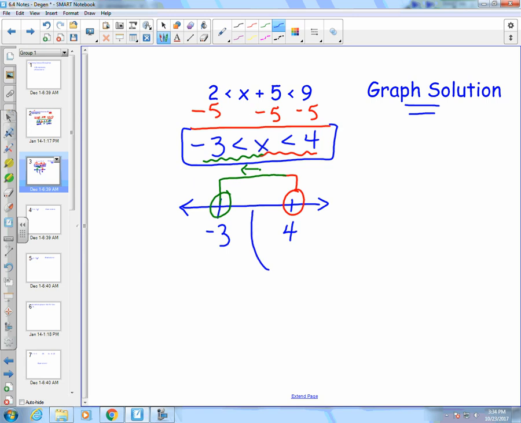For example, if I choose the number 0, that falls between -3 and 4. If I substitute 0 in for x, I get 0 plus 5 is 5. 2 is less than 5, and 5 is less than 9. It makes it a true statement for both of them. So I have my compound inequality and I have my graphing.